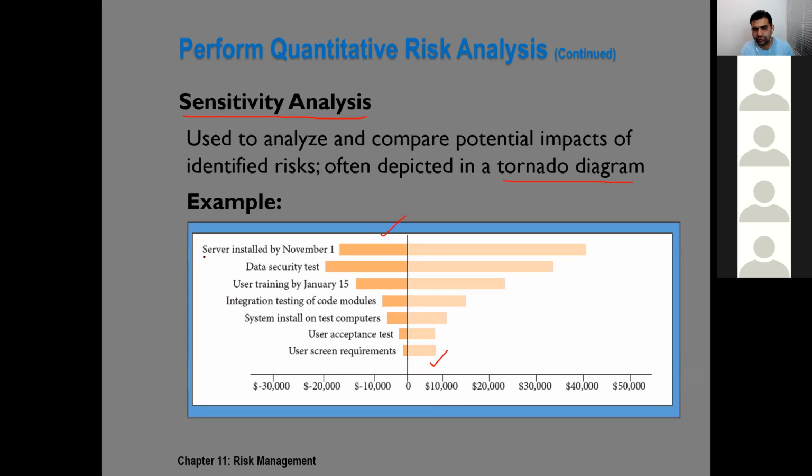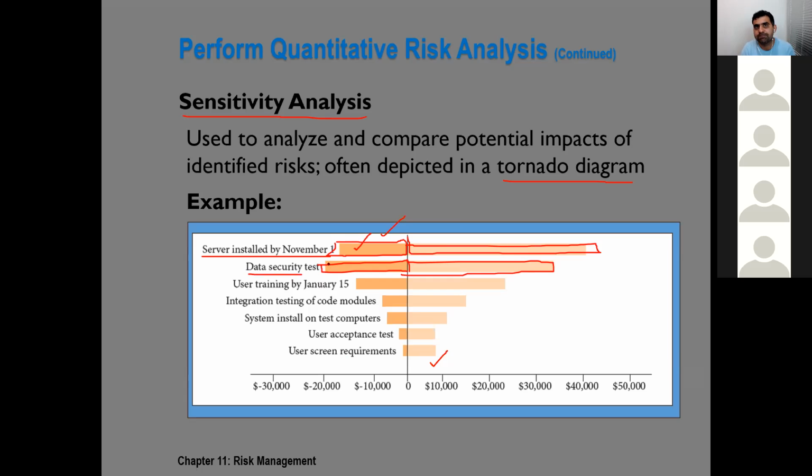What it is showing is that we are going to do one activity, server installed by November 10. If they are installed by November 10, we will get this benefit. And if they cannot be installed by November 10, we might have this impact. Similarly, data security test, if we do it, we will get these advantages. If we do not do it, we will be hurt by this much money, and so on. So this is tornado analysis.